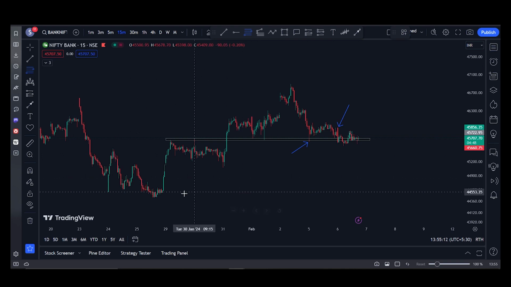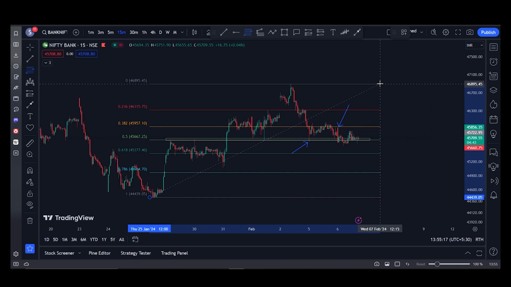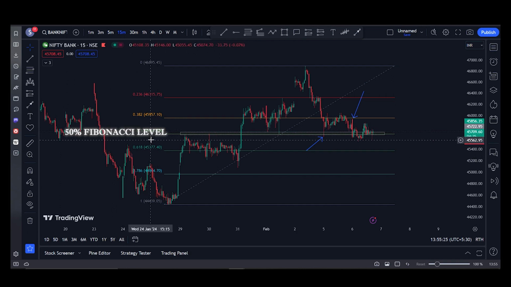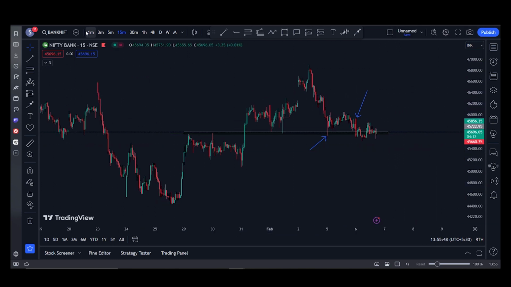That is, if we apply Fibonacci from this particular swing low to this particular swing high and extend it, what does it say? It is very clear that price is exactly near the 50% Fibonacci level. If price was trading near the 61.8 level or below it, then we could have considered bearish side setups. But because of this contingency, I was stopped from taking a bearish setup. This was not the only one. There was another contingency which I will explain at the end of this video, so stay tuned. Now let's jump into the 1 minute time frame.